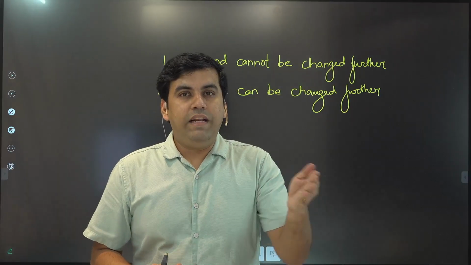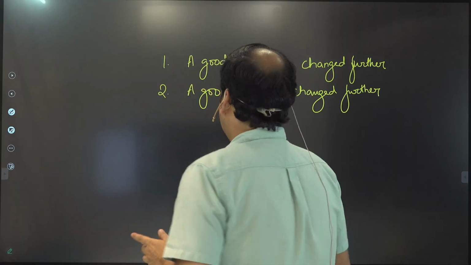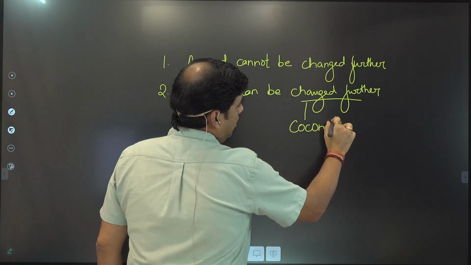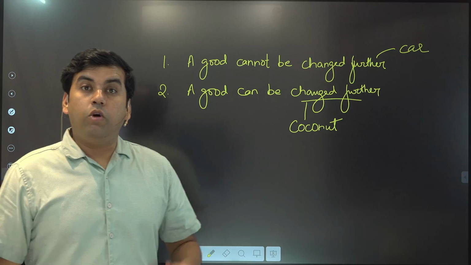So coconut can be an intermediate good, not a final good. I hope I have made myself clear. It can be changed. So a coconut can be changed. But a car cannot be changed.